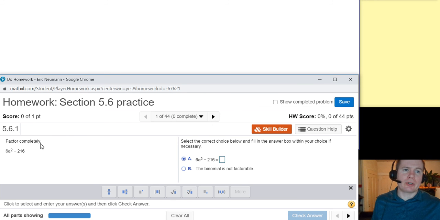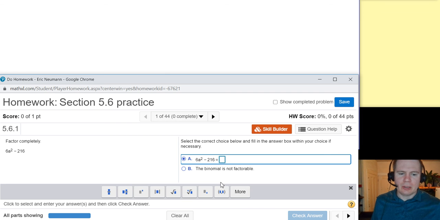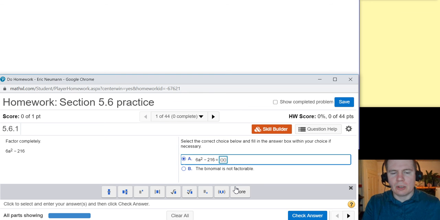So first it says factor completely, not just a little bit. We want to factor all the way here, right? And I'm given two choices. Either 6a squared minus 216 can be factored, and I'll put the answer there with whatever is appropriate, or it won't be factorable, and I'll click B, the binomial is not factorable.